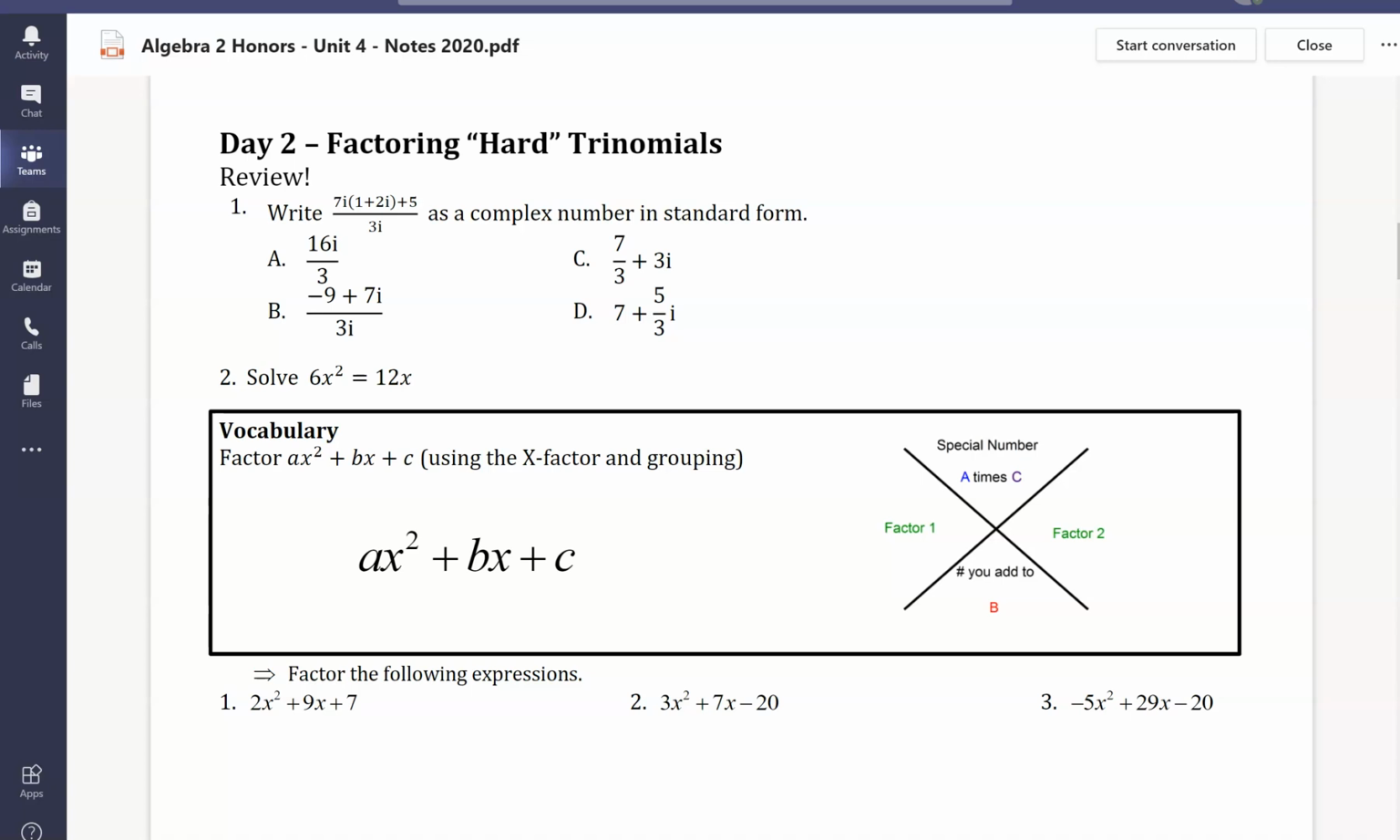I'm going to be doing the notes for day 2, which is factoring hard trinomials. The first thing I want you to do is the 2 review problems. So pause the video right now and do those 2 problems. When you unpause the video, I will have the solutions to those 2 problems up here.